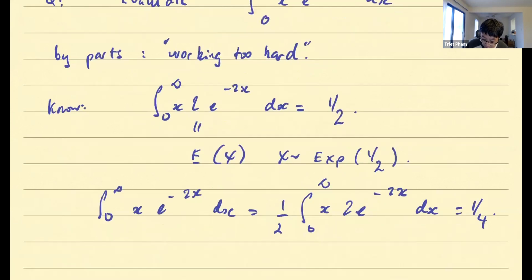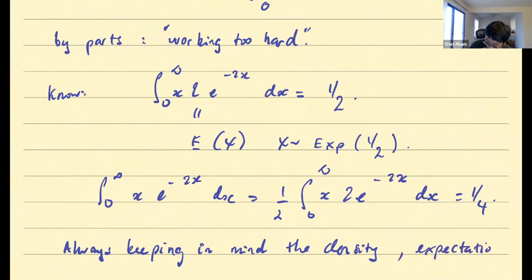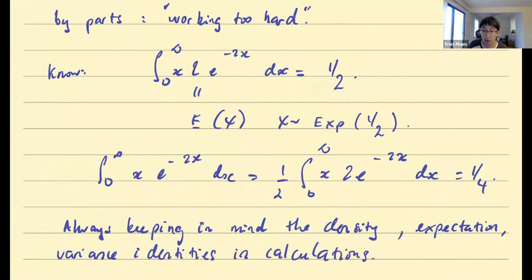So in other words, always keep in mind certain things like the density, the expectation and variance. Identity that can be useful in calculation. All right. You will see this in lecture and in exam. Any questions so far?